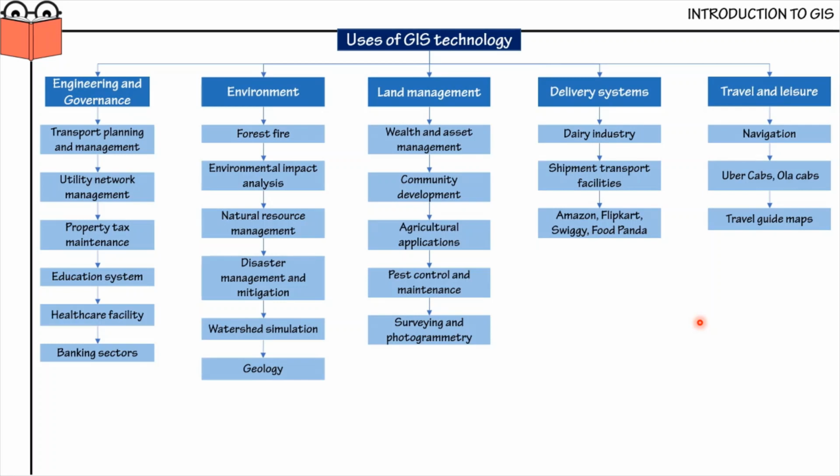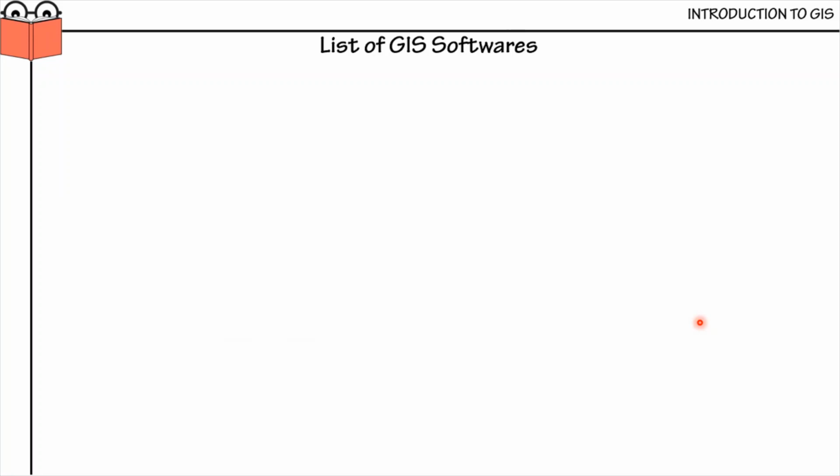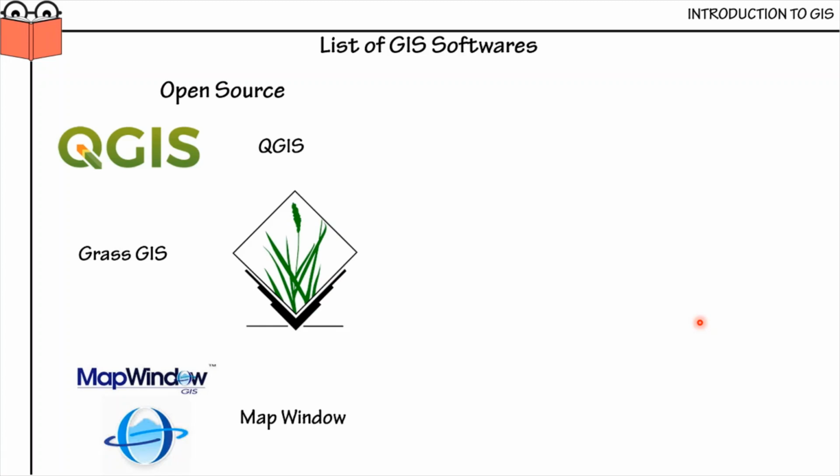So now the next obvious question is, what are the available softwares? We have a list of open source softwares which wouldn't cost you a dime. All you have to do is download it online and start using it. A few examples of open source softwares are QGIS, GrassGIS, and MapWindow. You have a lot more, but these are some of the top examples.